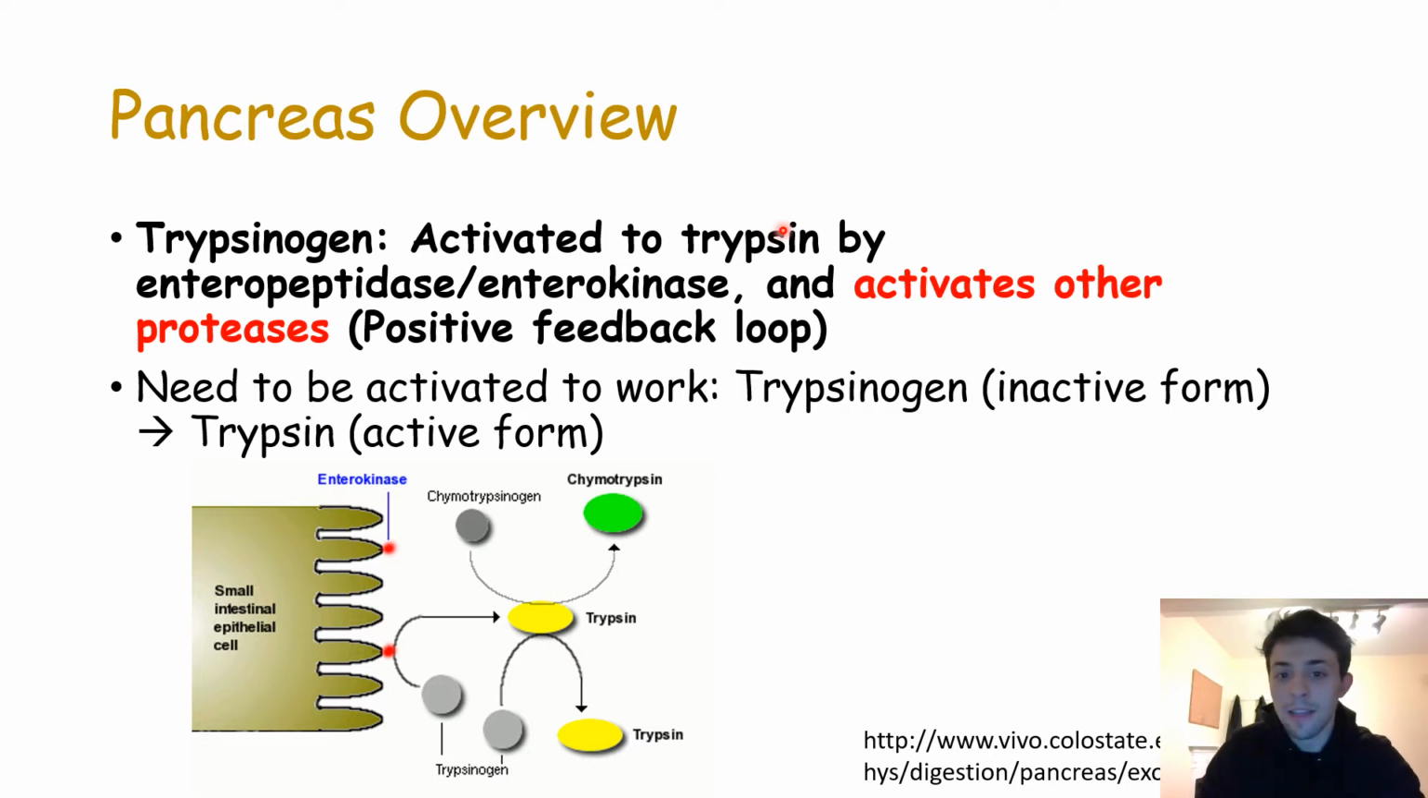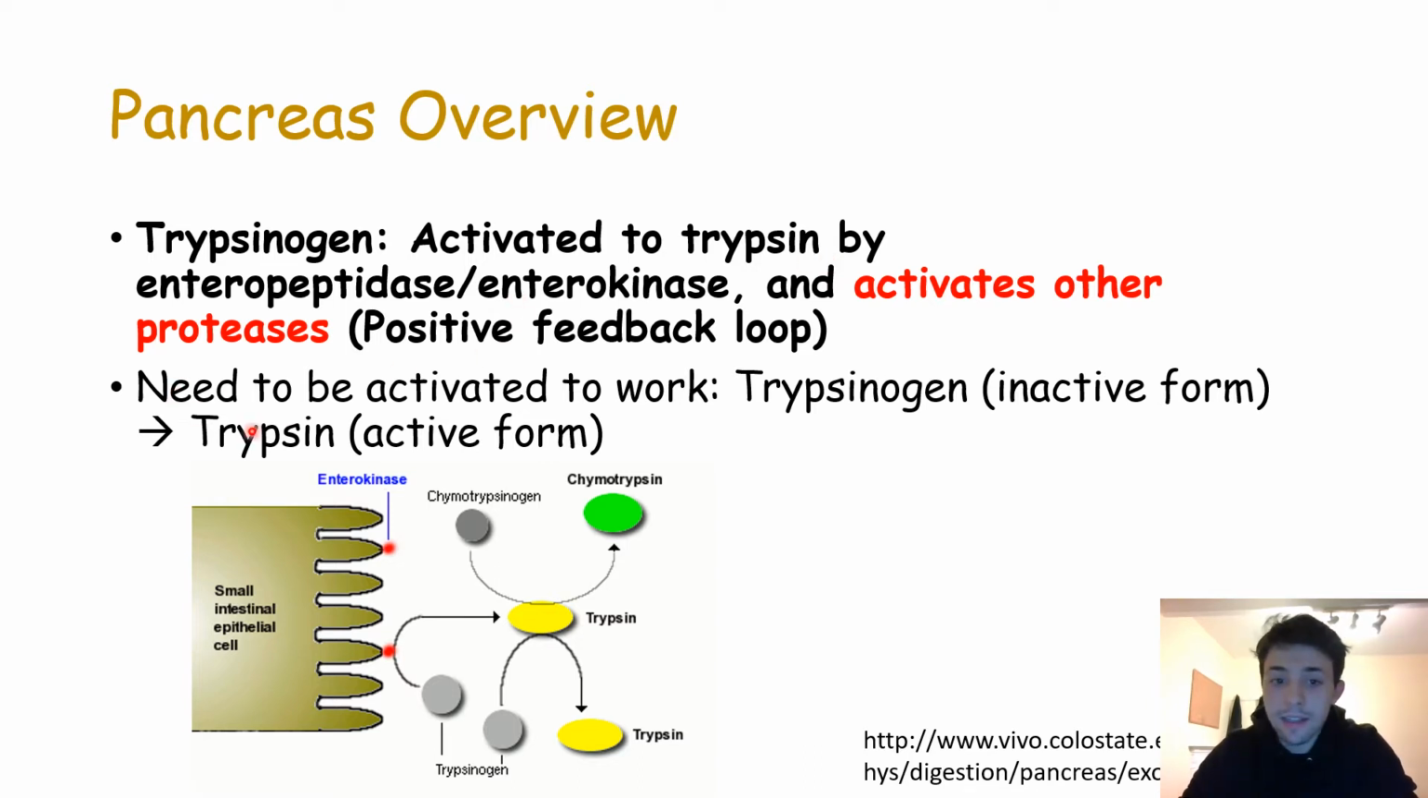These can then activate trypsin. And trypsin is definitely the most important because then trypsin itself can activate more trypsinogen into trypsin. And it can also activate other proteases like the ones I showed you in the previous slide, like elastase and chymotrypsin among others. So it's a positive feedback loop where trypsin is activated by enterokinase or enteropeptidase, and then trypsin itself can activate other enzymes inside the intestinal lumen to aid in the digestion of proteins.